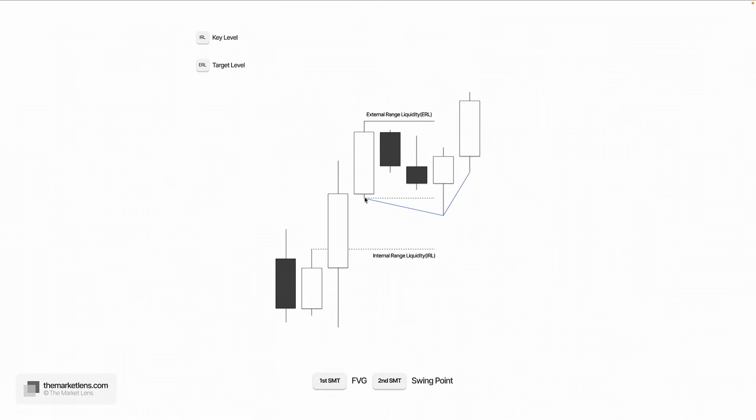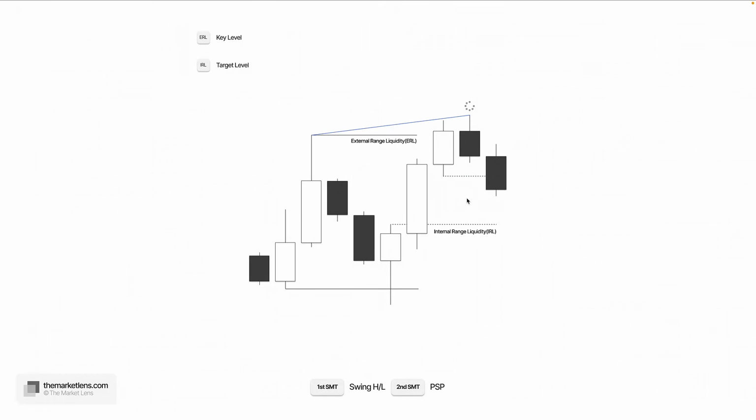So here we have our first stage SMT with the fair value gap itself with our key level. And that first SMT is confirmed by a second stage SMT via swing point with candle 2 and candle 3. The next two-stage SMT sequence is when we hit a fair value gap. We do not have SMT between our key level, but we get our first stage SMT with candle 1 and candle 2, and that is confirmed by candle 2 and candle 3 SMT as our second stage SMT.